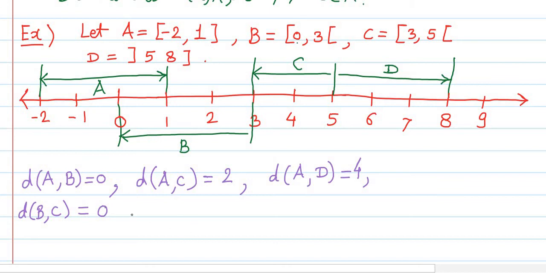Next one, if we consider the distance of set B from the set D, then obviously it will be equal to 2.